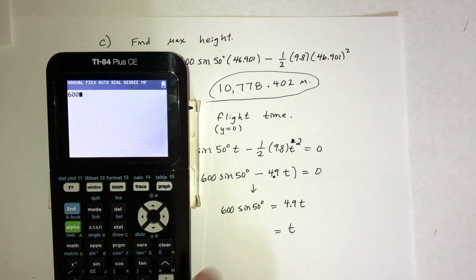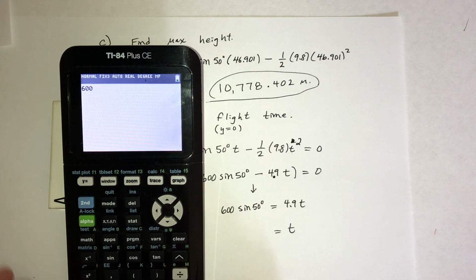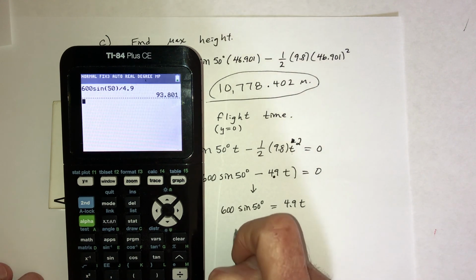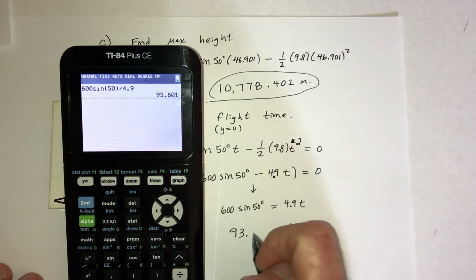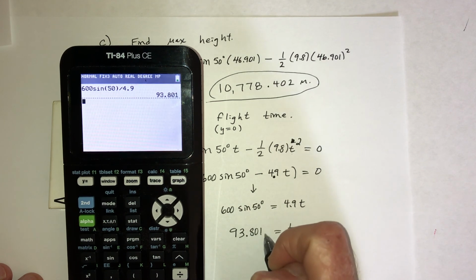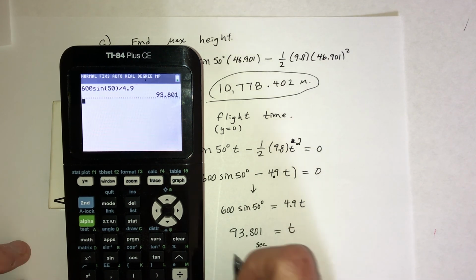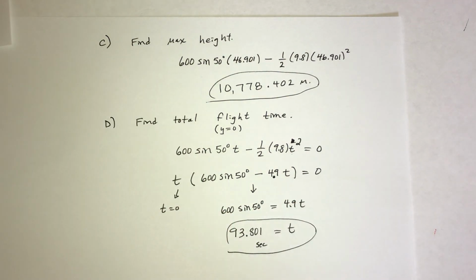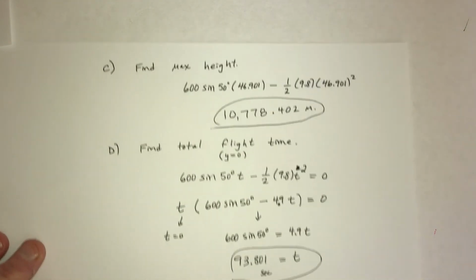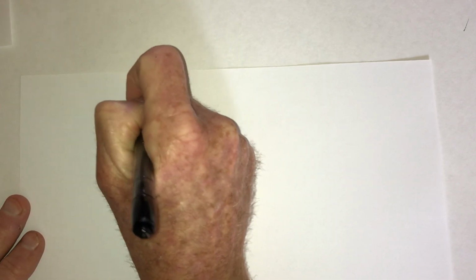So a 600 sine of 50 gets divided by 4.9. So it's going to take more than a minute and a half. It's going to take 93.801 seconds. And for the last question, part E.